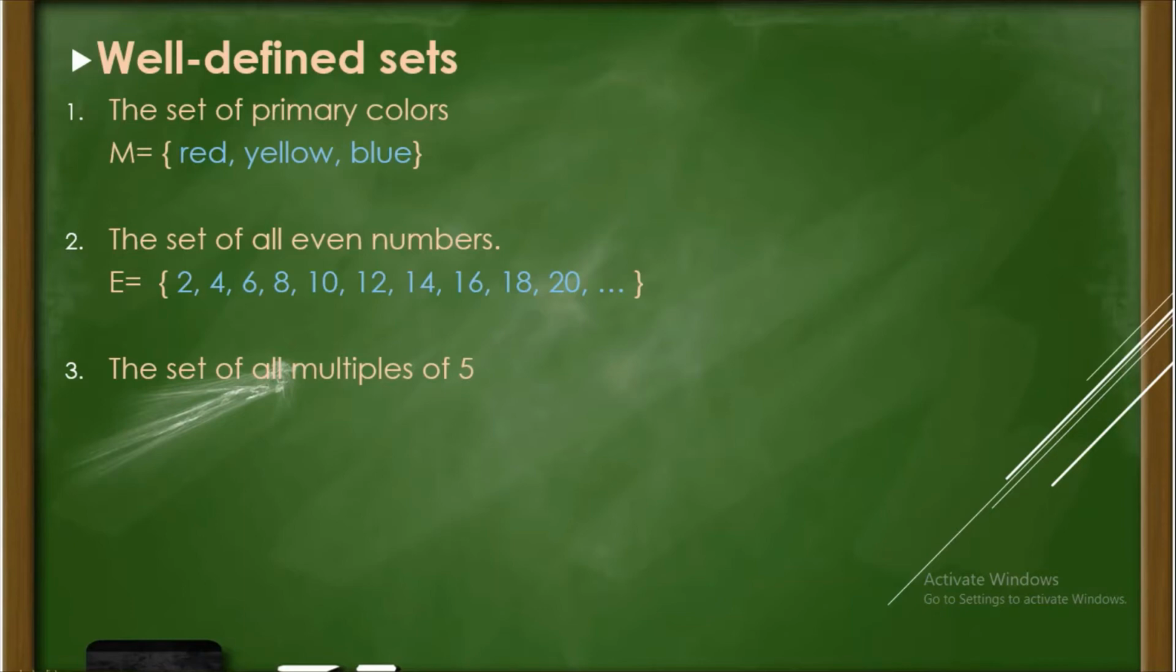Number 3, the set of all multiples of 5. In this example, we use letter Y to represent the set. And we have here, pag sinabi natin multiples of 5, all numbers that are divisible by 5. First element, we have the 5, second, 10, third is 15, and so on. So, masasabi talaga natin it is a well-defined set kasi nga, we can clearly identify what are those elements.